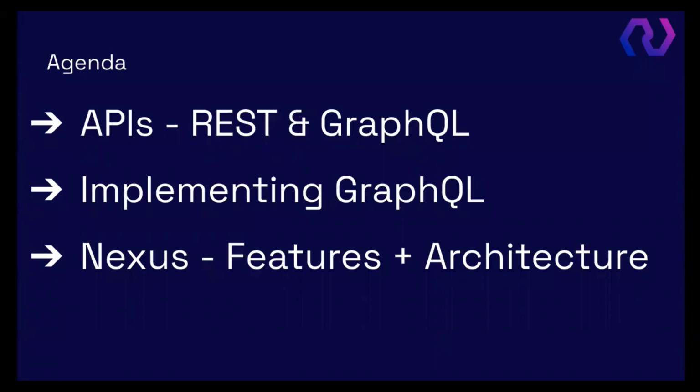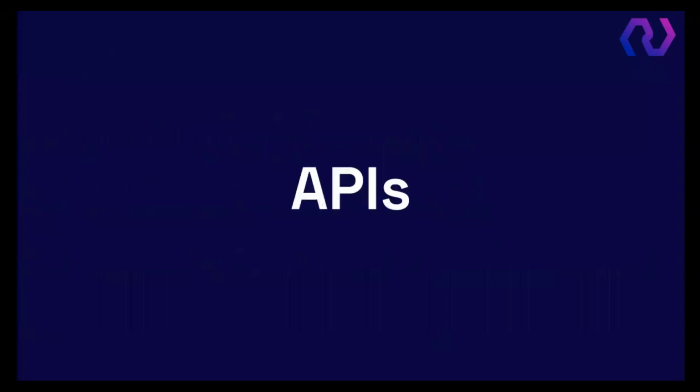Before we dive deeper into Nexus, we'll talk about REST APIs and some of the problems that have led to the use of GraphQL. Next, we'll discuss the challenges developers face when they implement a GraphQL API and some of the existing solutions. Finally, we'll share why and how we built Nexus and the decisions we made along the way. Now, let's jump into APIs.